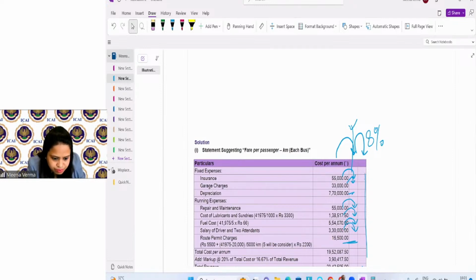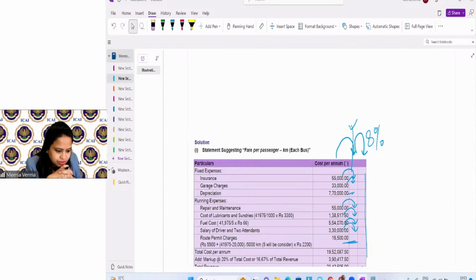The fuel cost will be 5.9. According to the kilometers traveled by the bus, you will find the fuel cost, Janvi. So if, for example, you are decreasing the kilometers, fuel cost will reduce. If you increase the kilometers, fuel cost will increase accordingly, right?